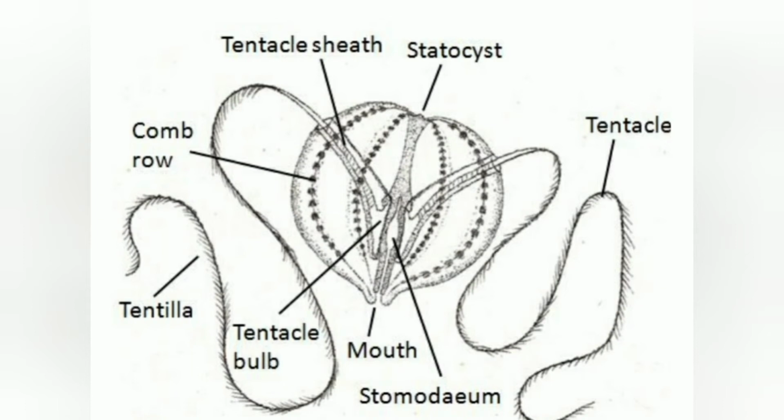This is the diagram of Ctenophora, and these are the tentacles which help in feeding. There is one more part called the statocyst, which helps in balancing the body. As I already mentioned, there is one more part called the comb plate, which helps in locomotion.